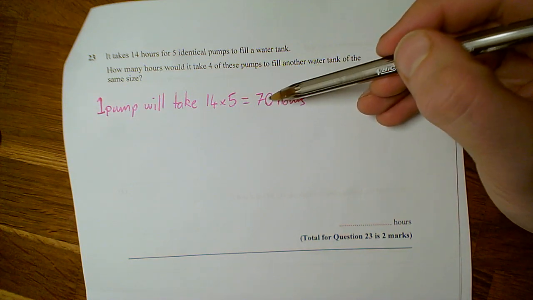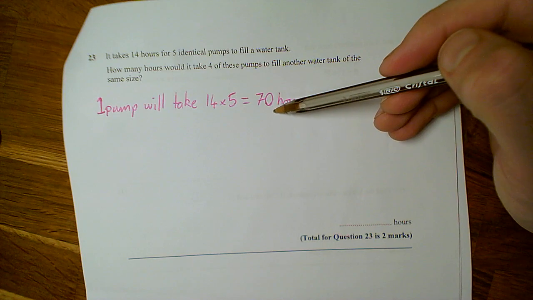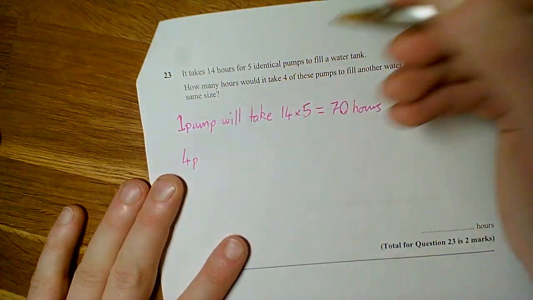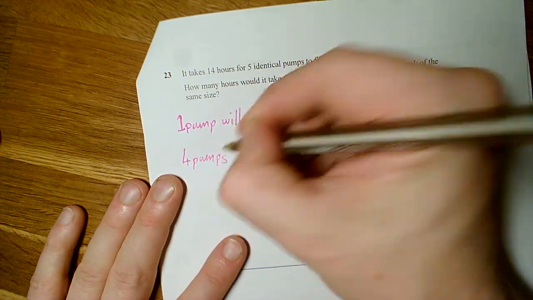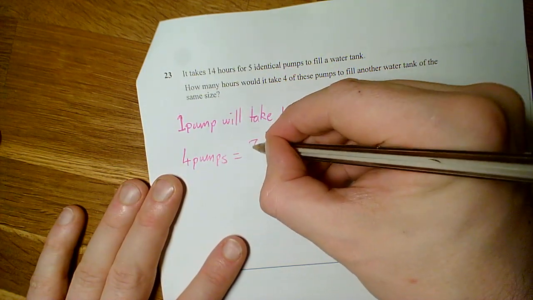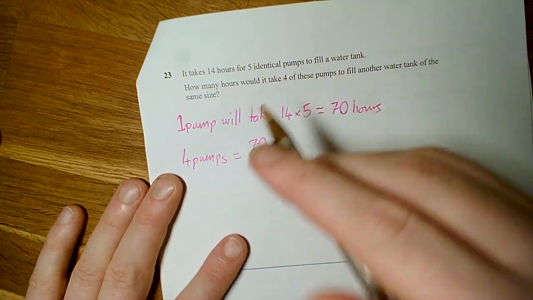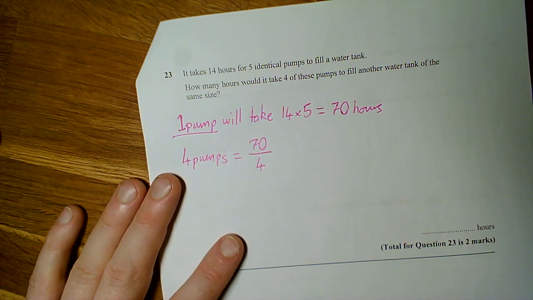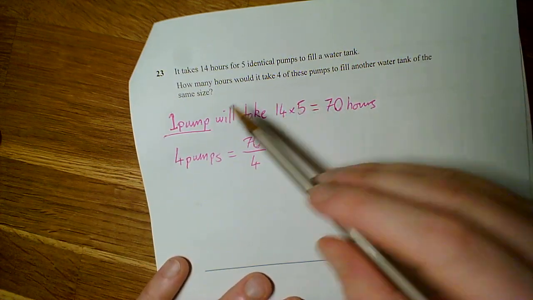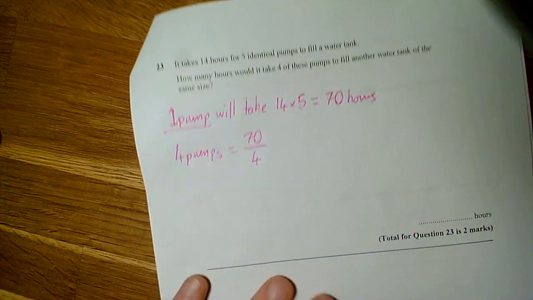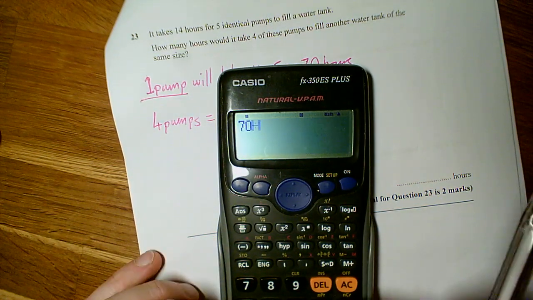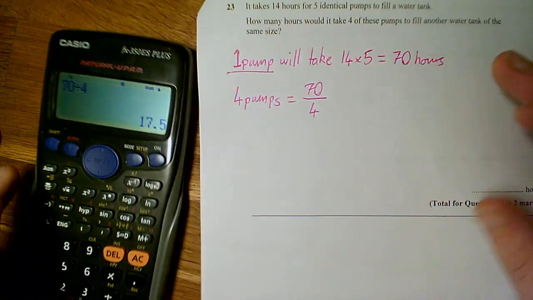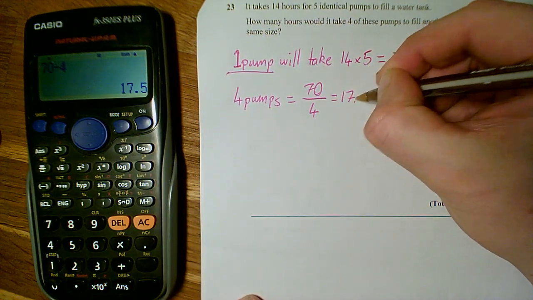From here, it's a bit easier. 2 pumps would take half that. 3 pumps would take a third of that. And in this case, what it's asking is how long will it take 4 pumps? Well, that will be 70 hours divided by 4. So getting to 1 pump is still an important thing, just like with direct proportion questions. Just this time you get there by multiplying. So 1 pump is 70 hours. 4 pumps will be 70 over 4, which is 17.5 hours.